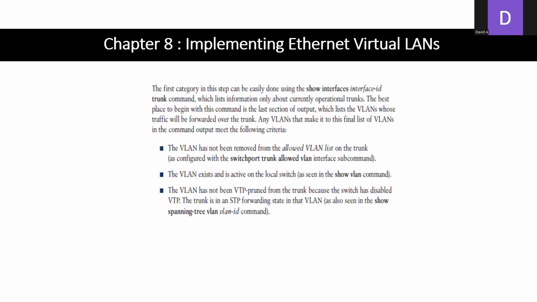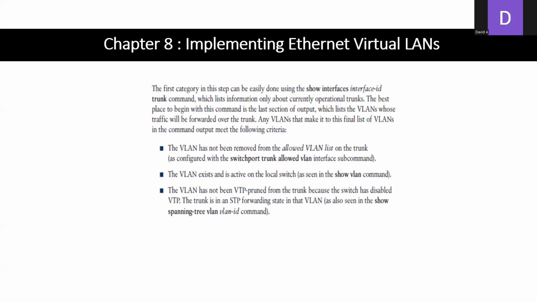All right. So let's talk about the supported VLAN list on trunks. Whenever you do a show interface trunk, what you'll see is a lot of output, and a lot of that output will show you all the VLANs that are allowed to pass traffic on that trunk.